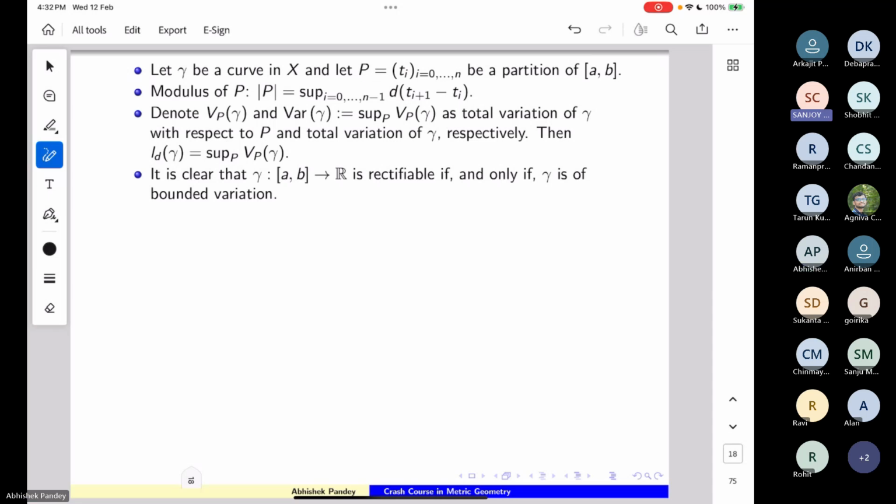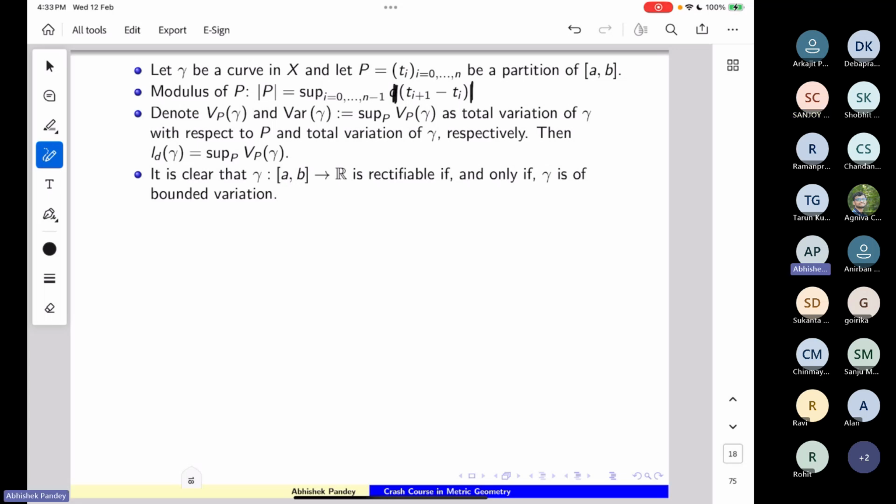I just want to know, in the definition of your modulus of P, the d of t_{i+1}, or d of gamma... Oh, sorry, yes, otherwise it's not well defined. Oh no, sorry, I have to write something else. Here we have to write the modulus of t_{i+1} minus t_i. Okay, so is it fine?